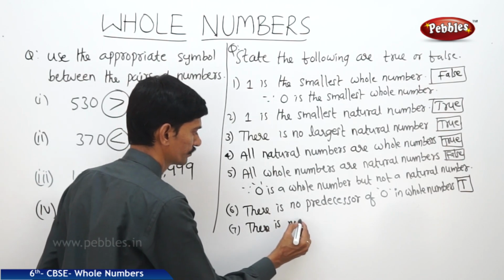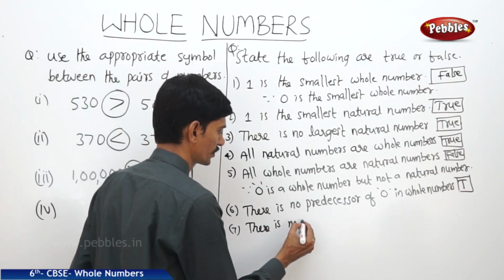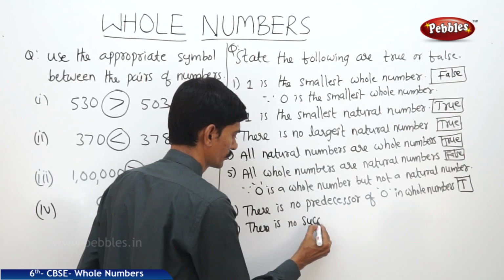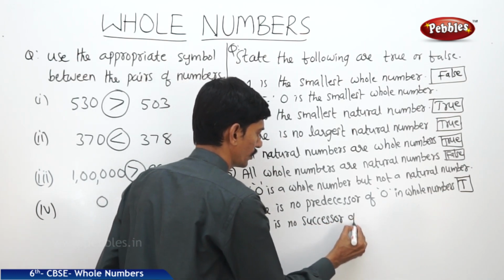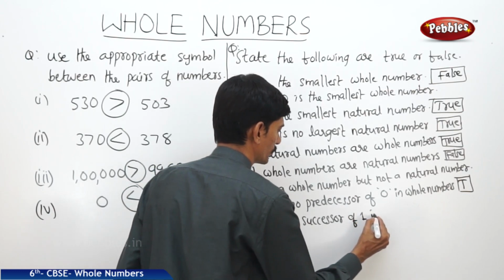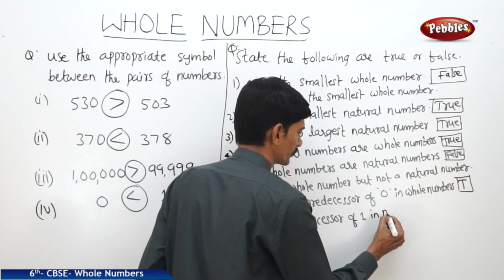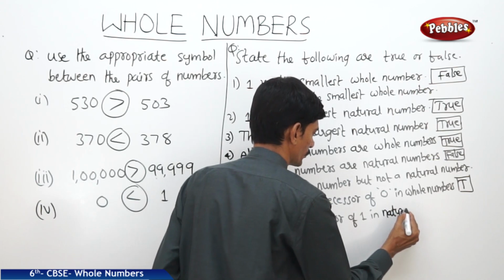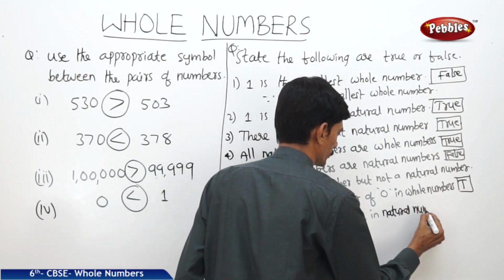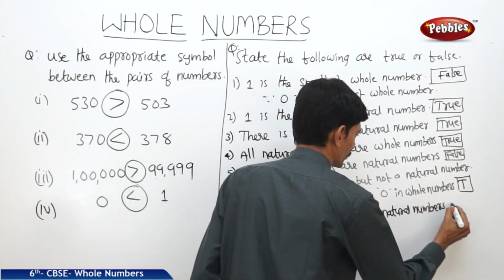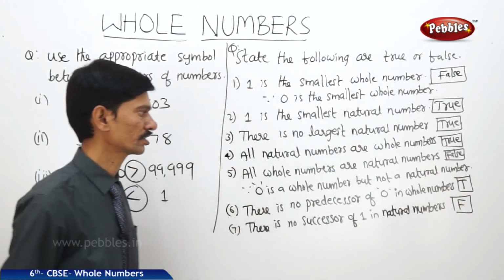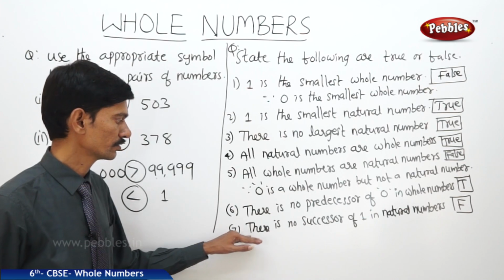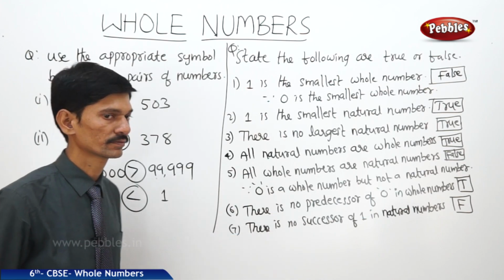There is no successor of 1 in natural numbers. So this is false because every natural number has a successor. So that is why the statement is false.